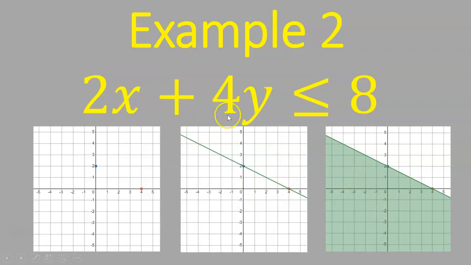If you put 0, 0 in there, it's a little easier to see here. If you put a 0 here and a 0 there, it's going to be 2 times 0 plus 4 times 0. That's just 0. It's less than 8, so you shade towards the origin.